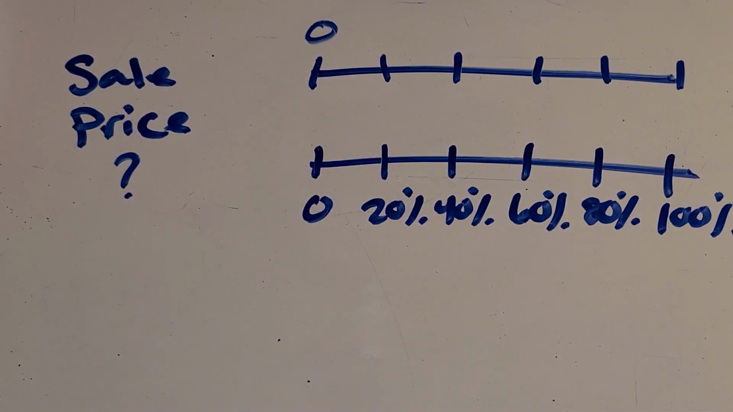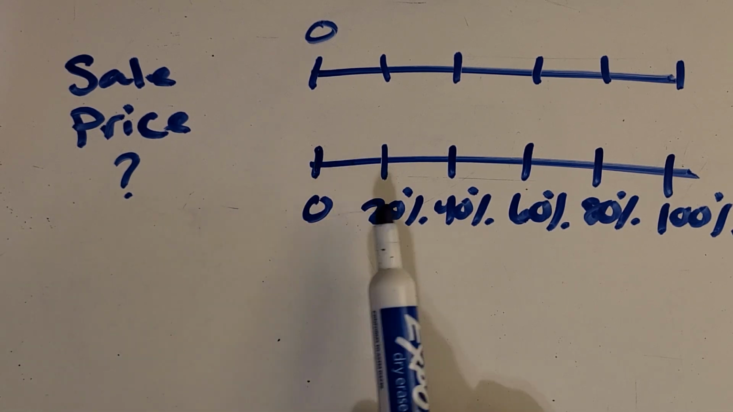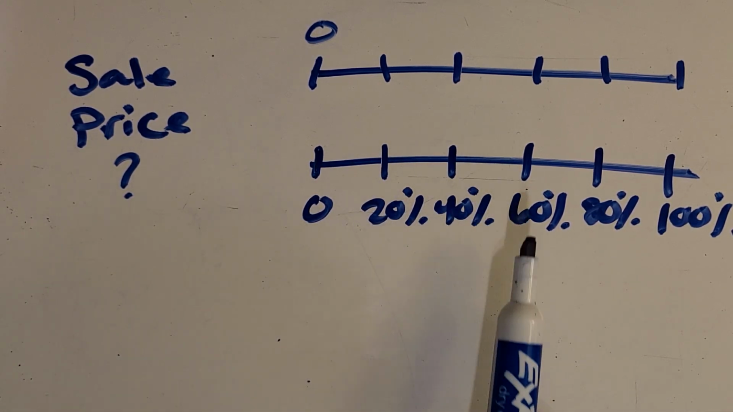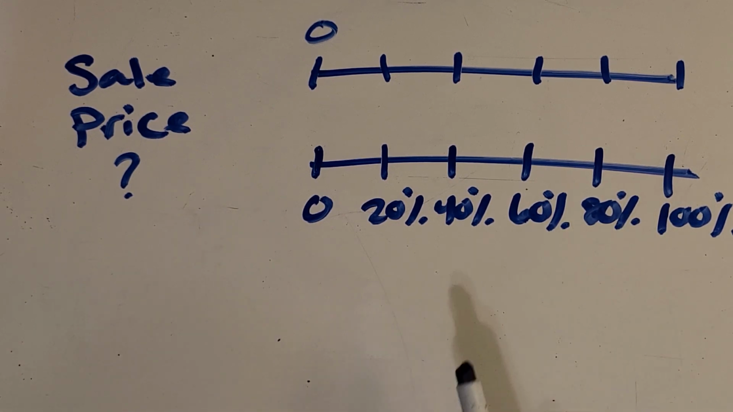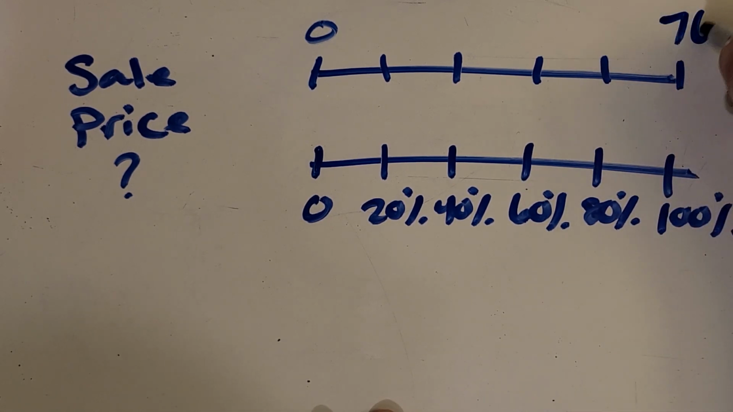All right, now on this problem, I decided to break it up into 20s, so 20, 40, 60, 80, 100%, because we're looking at 20% off of $76. So that's the original price. $76 can go here on the 100% because we know that, and we're looking for the sales price. That's what we don't know yet.